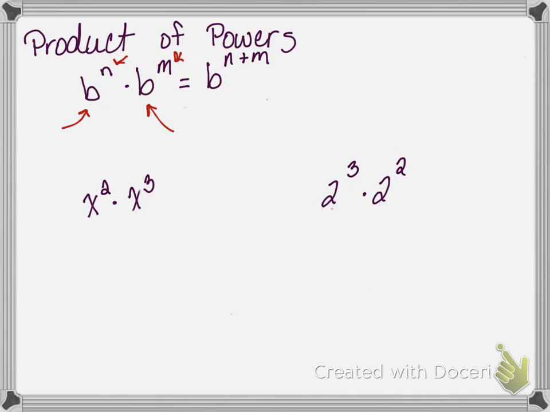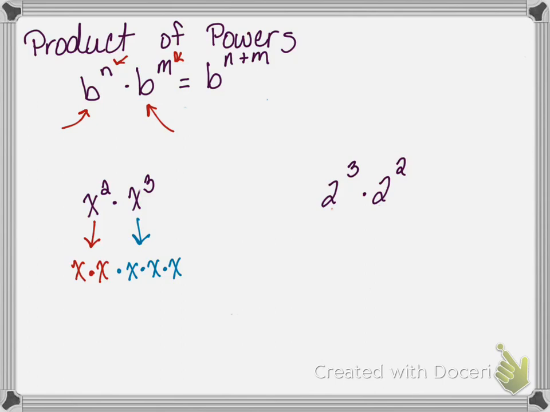What does x squared mean? It means x times x. Now, what does x to the third mean? Good. So I am multiplying x's together. How many times am I multiplying them together? Five times. x times x times x times x times x. And how can I write this using exponents? x to the fifth.